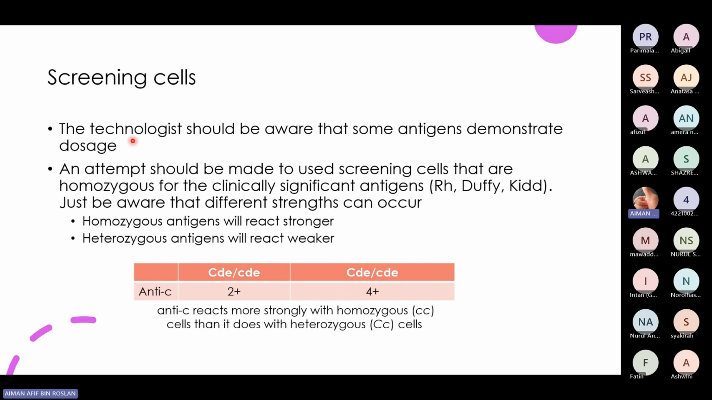The technologists, the MLT lah, should be aware that some antigens demonstrate dosage. Okay. An attempt should be made to use screening cells that are homozygous for the clinically significant antigens. Just be aware that different strengths can occur. Homozygous antigen will react stronger. Heterozygous antigen will react weaker. Okay. Dia bergantung pada jenis sel lah. Kalau sel yang you dapat jenis yang homozygous, dia akan react stronger. Kalau heterozygous macam ni, dia akan react weaker.